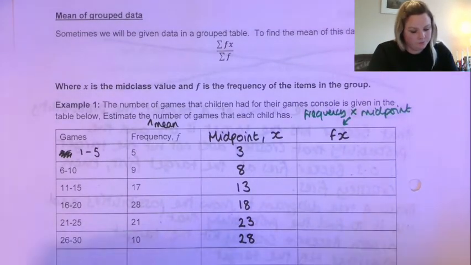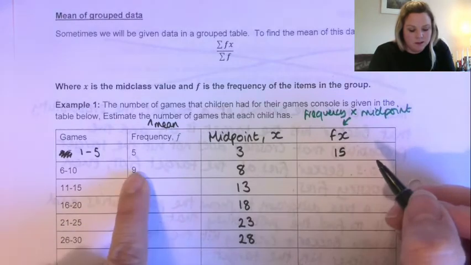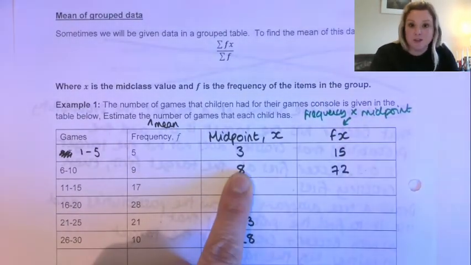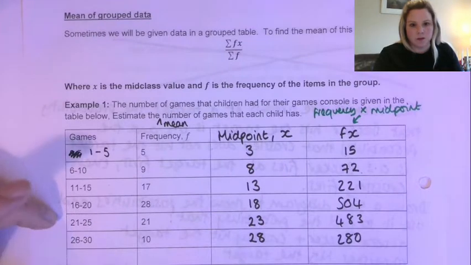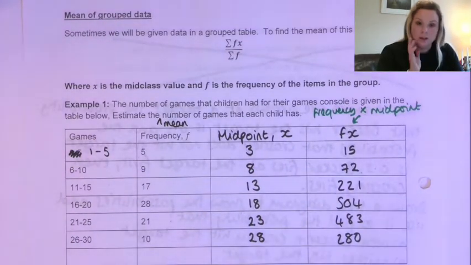So 5 multiplied by 3 gives us 15. 9 multiplied by 8 gives us 72. Let's do the rest. Okay, so there's the rest of those filled in. Make sure you get them filled in as well. Now, to find the mean, what we have to do, remember, is add up all the stuff that we have and divide by how many of it we have.